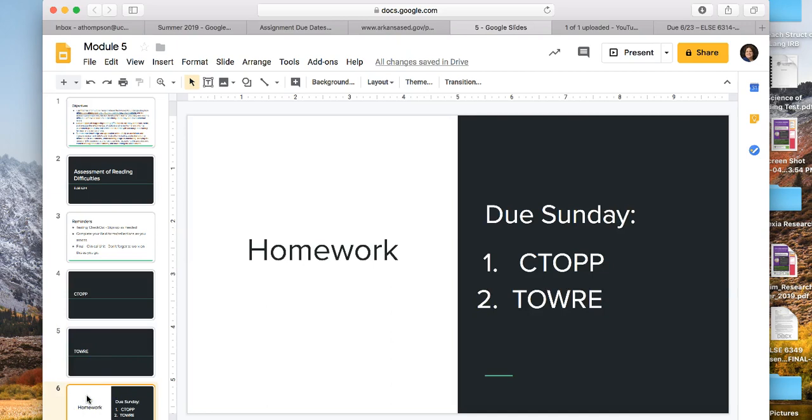Your homework then, due on Sunday, is your CTOP assessment with your brief analysis and your Tower assessment with your brief analysis. Good luck, and I look forward to seeing how you do in your analysis and answering any questions you have.